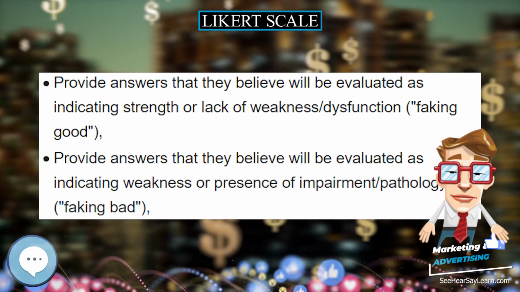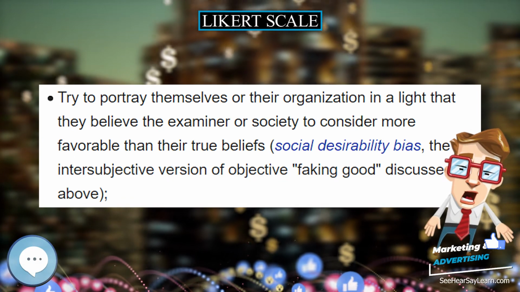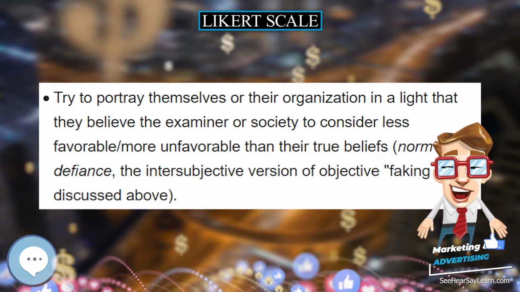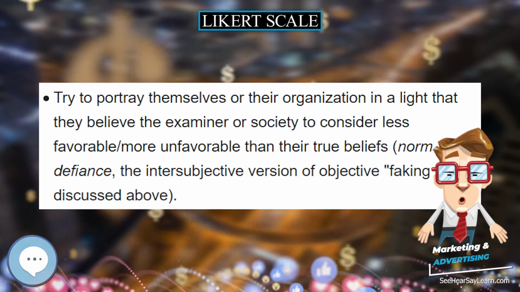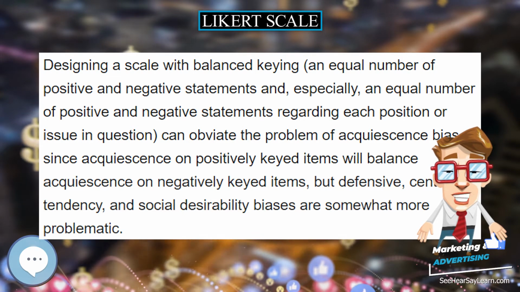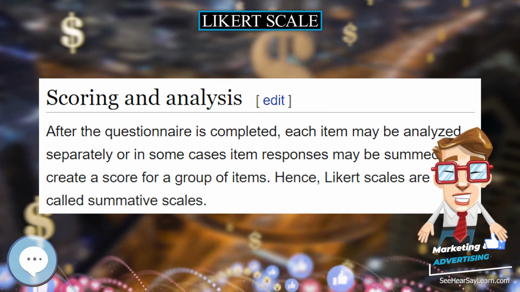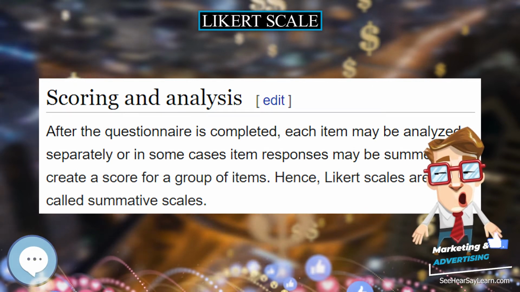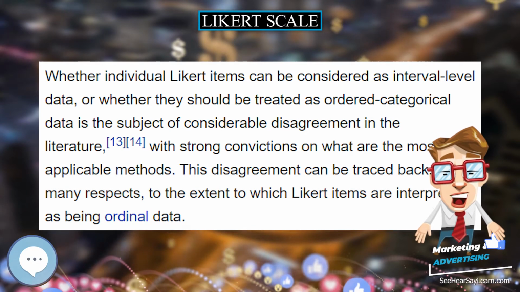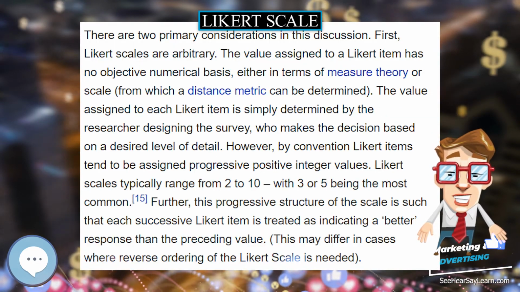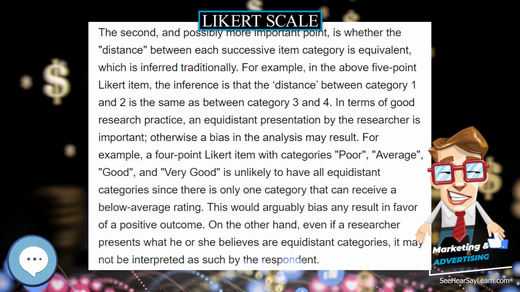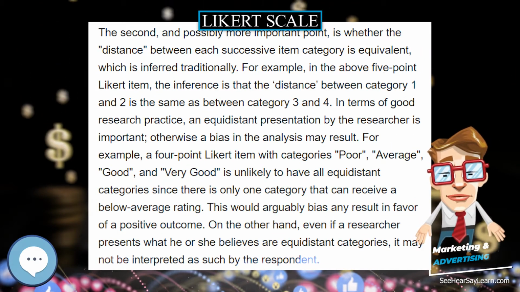For example, in the above 5-point Likert item, the inference is that the distance between category 1 and 2 is the same as between category 3 and 4. In terms of good research practice, an equidistant presentation by the researcher is important, otherwise a bias in the analysis may result. For example, a 4-point Likert item with categories poor, average, good, and very good is unlikely to have all equidistant categories, since there is only one category that can receive a below-average rating. This would arguably bias any result in favor of a positive outcome.